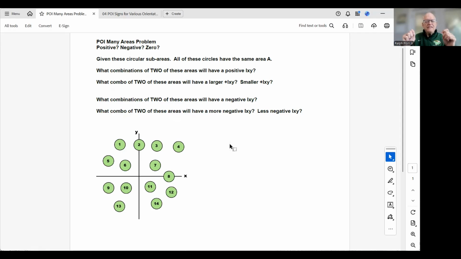And so that's the kind of thinking that you need to think. You need to think about the IXY of the individual area and then combine the two together to see what the combination of the two would be. And it's just basically the sum of the two. But again, because all of these are symmetric areas, all of their I bars are 0. And so all of their IXYs are just area times dx, dy. The area, the dx's and dy's can be positive or negative. And so the IXYs can be positive, negative, or zero.